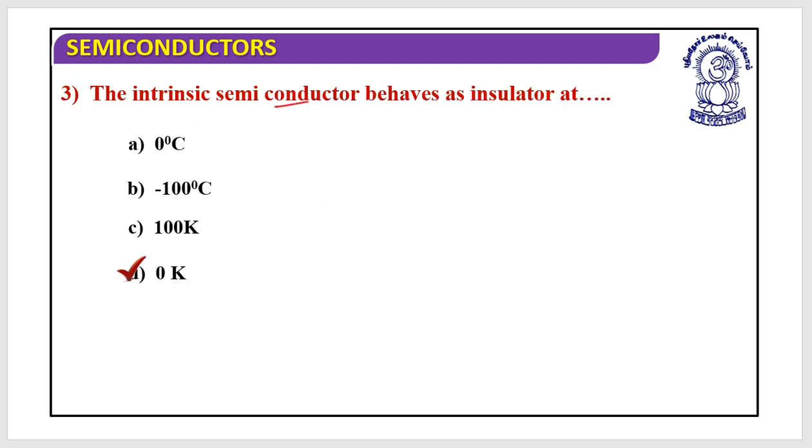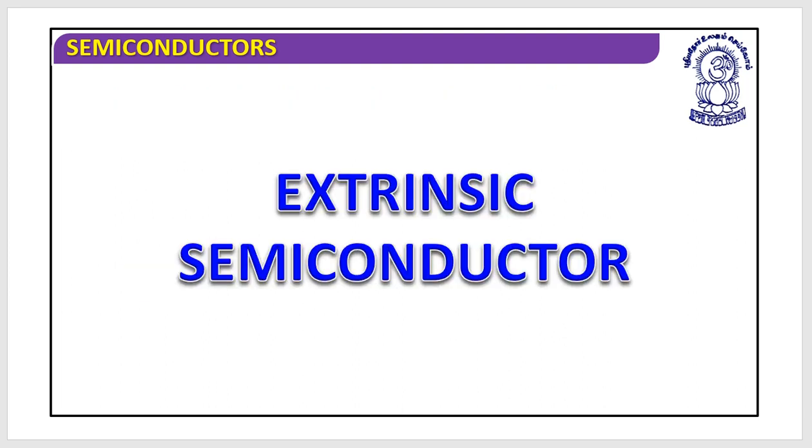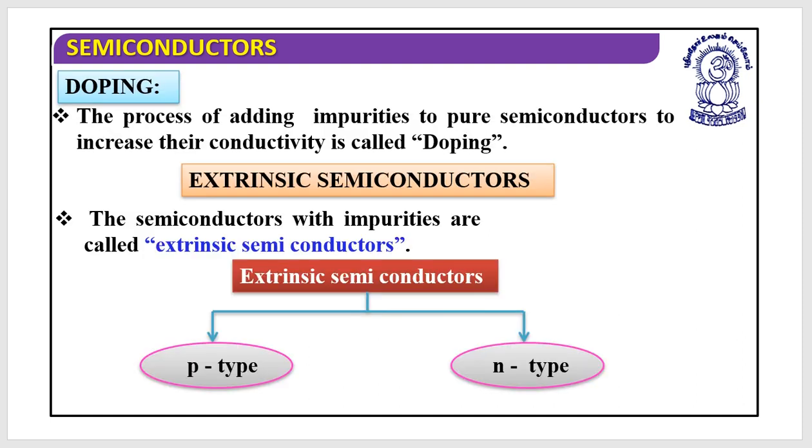Next, the intrinsic semiconductor behaves as an insulator at 0 Kelvin. Yes, as soon as temperature increases, it starts conducting. So this was all about intrinsic semiconductors. Now we will look at extrinsic semiconductors. So let's have a look at what extrinsic semiconductor means. When we say extrinsic, we are going to use doping.